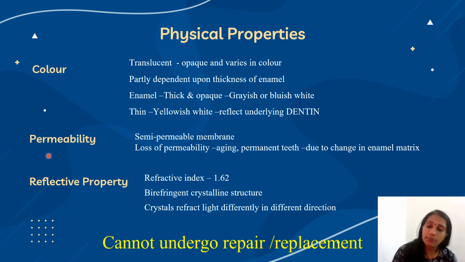Again, when you look at the permeability, enamel is considered as a semi-permeable membrane. And as age advances, the permeability will keep decreasing. That is because of the changing enamel matrix.